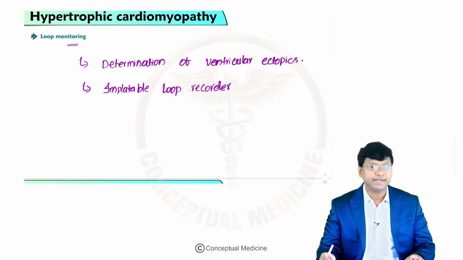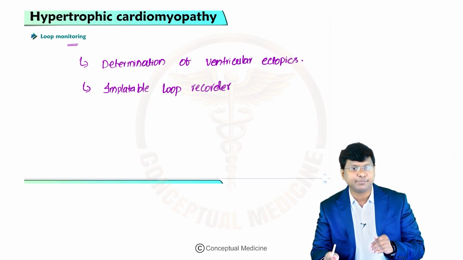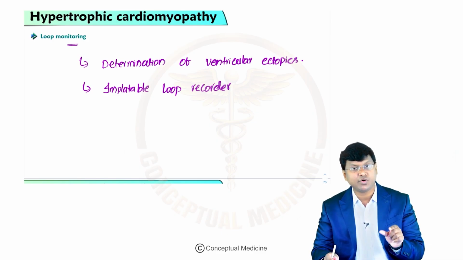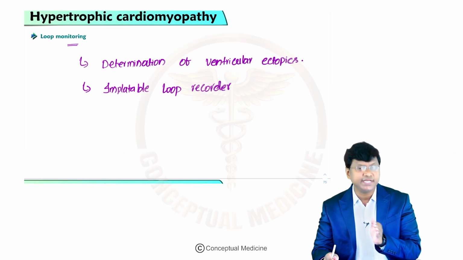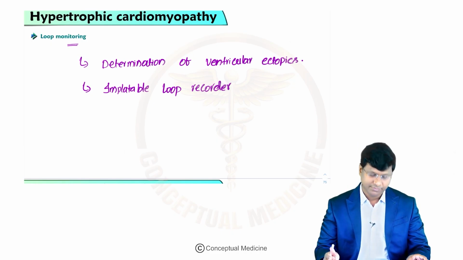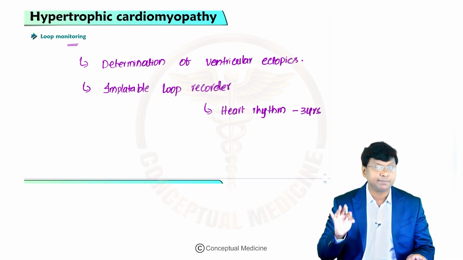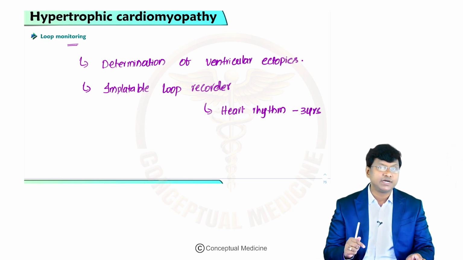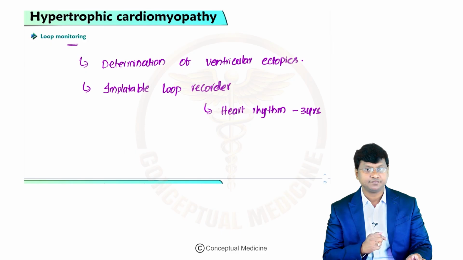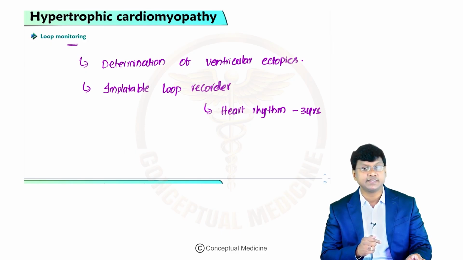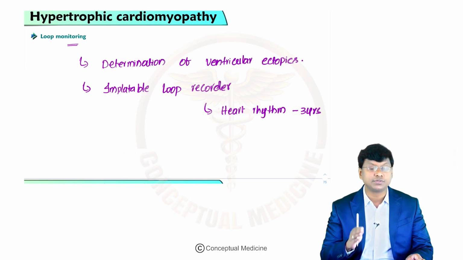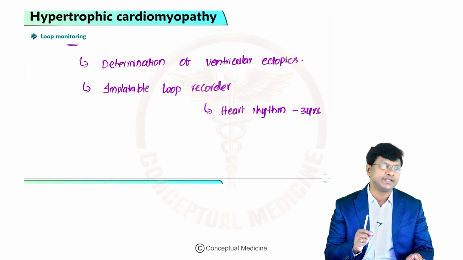So, this implantable loop recorder is a type of heart monitoring device that records your heart rhythm continuously for up to 3 years, right? It records the electrical signals of your heart and allows remote monitoring by way of a small device inserted just beneath the skin of the chest.